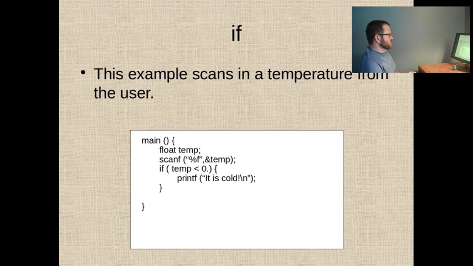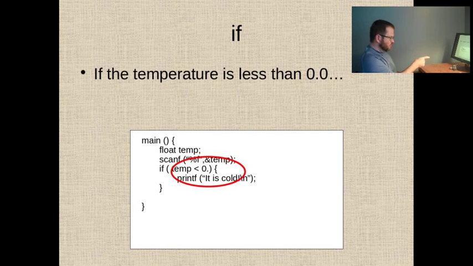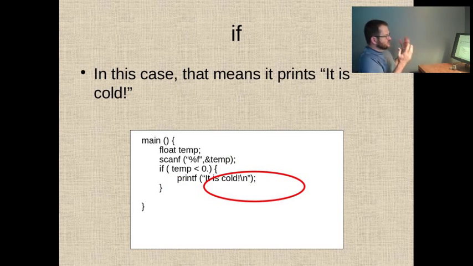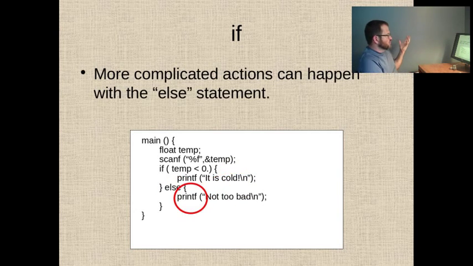Let's say here we have a little piece of program. This program is going to be scanning in the temperature from the user. We're saying scanf %f, floating point format, with the temperature. If temperature is less than 0, notice how that's in parentheses. If this thing is true, that's in parentheses, temperature less than 0, then do what it says there in curly braces. I don't know why those circles are in the wrong place. Do the stuff that's in the curly braces. In this case, it's printing, it is cold. So that means just print to the screen, it is cold.